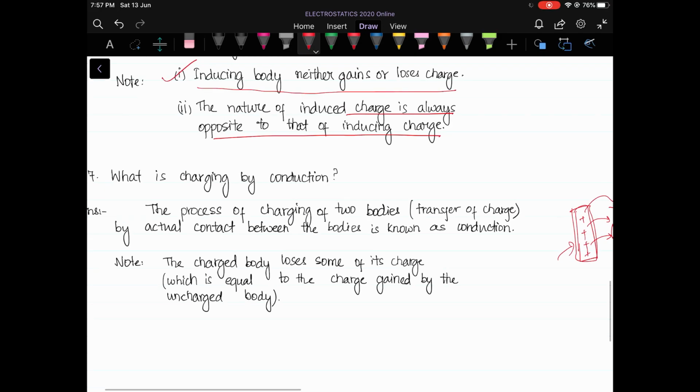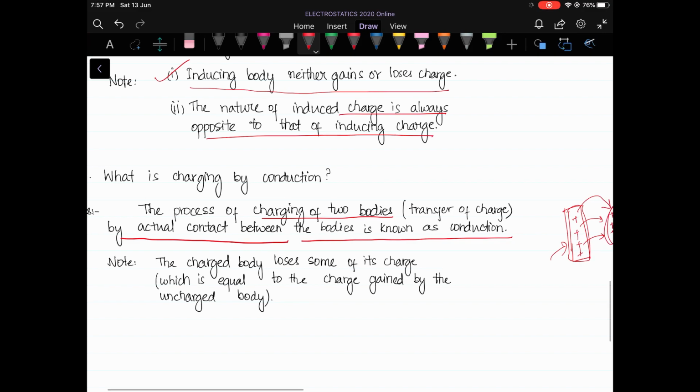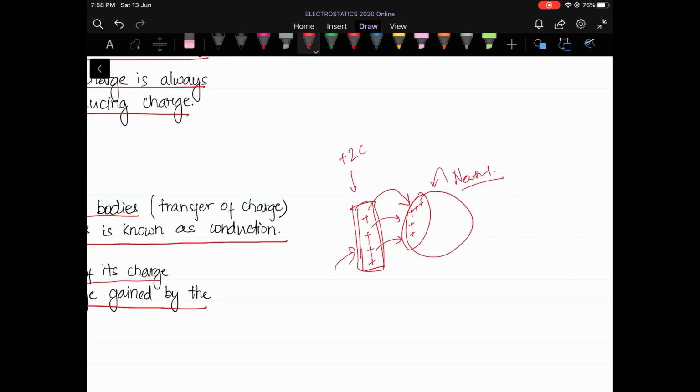So this process of charging of two bodies by actual contact between the two bodies is what is known as conduction. Here the charged body loses some of its charge, and that charge lost is equal to the charge gained by the uncharged body. Obviously, if the charged body has lost 2 coulombs of charge, then this neutral body must have gained those 2 coulombs of charge.